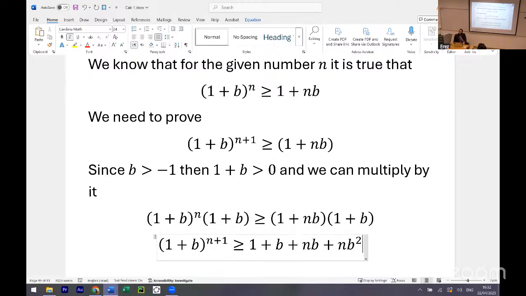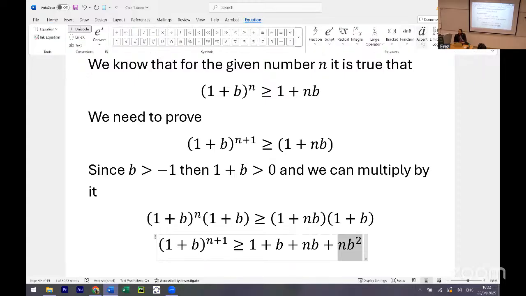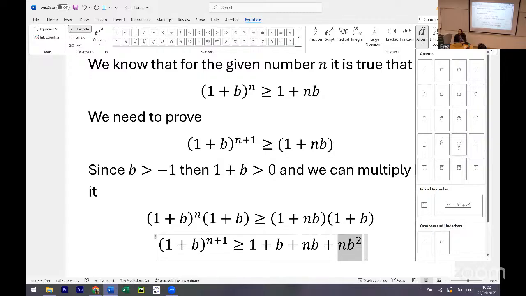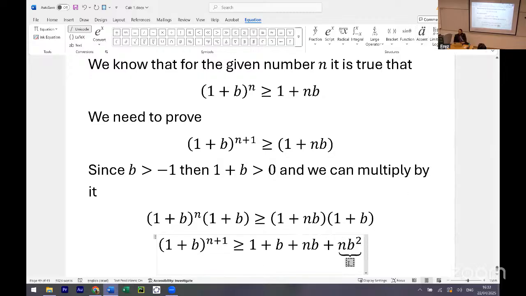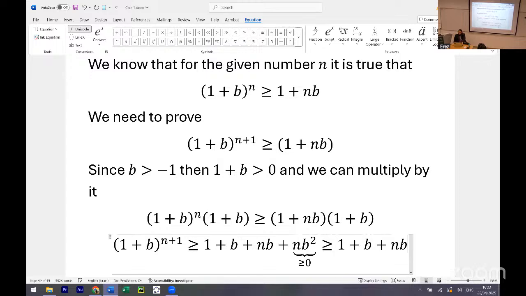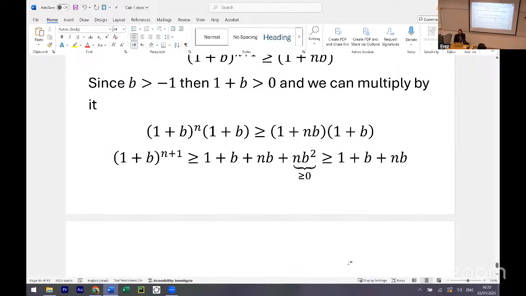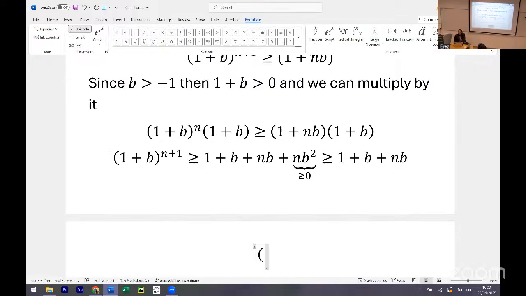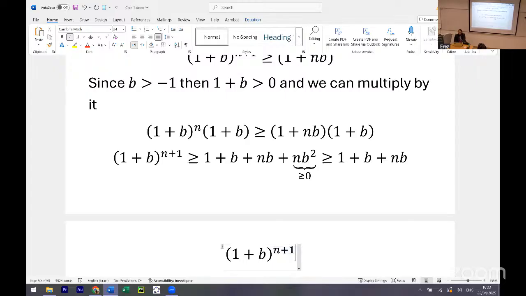Yes, obviously, but you're correct, but why obviously? Because this is non-negative, let's just say. This is larger or equal to 0. So therefore, this is larger or equal to 1 plus b plus nb. But what is 1 plus b plus nb? So (1 plus b) to the power of n plus 1 is larger or equal to 1 plus n plus 1. Agreed?